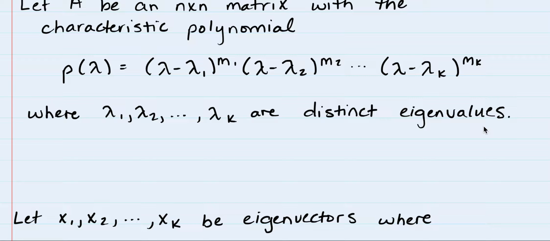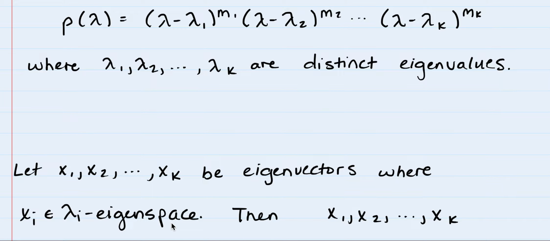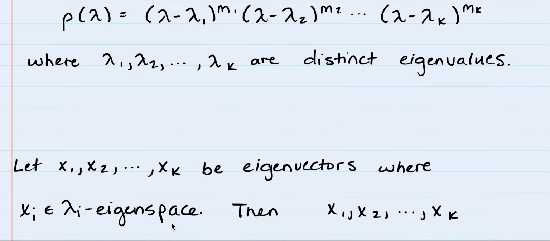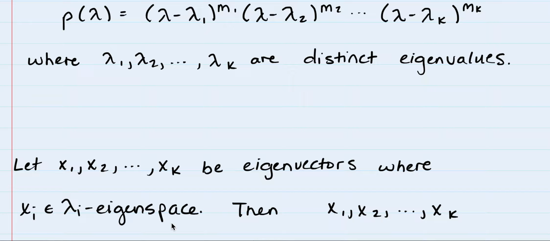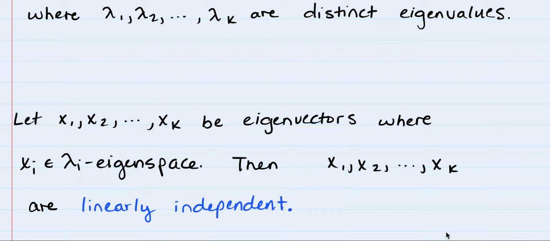Let's take a vector from each one of the eigenspaces. So let x1 through xk be eigenvectors, where xi belongs to the lambda i eigenspace. So we're taking one vector from each eigenspace. Because there's k eigenvalues, we're going to have k eigenvectors, and this set is linearly independent.